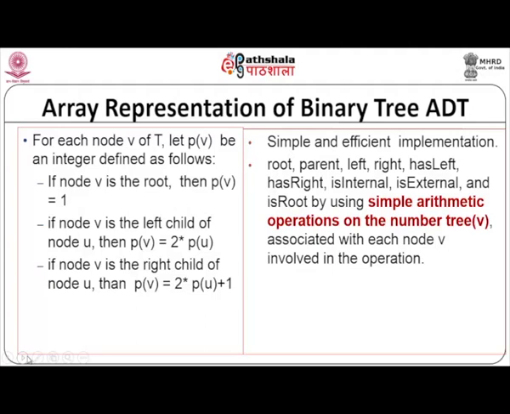So, 7 by 2 is 3, and if I want to find the children, left and right, it is just 2 into 3 and 2 into 3 plus 1. To check whether a node has a left child, you calculate the position and find whether it is occupied. Similarly, to see whether a node is internal, I have to find the child's position and see whether it is occupied. If the child is occupied, then it is internal; if the child is not occupied, it is an external node. Root should be 1 only.